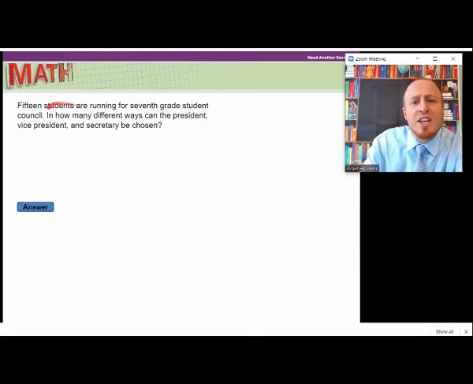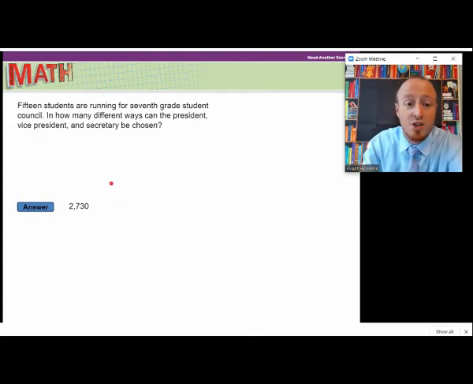If there were 15 students and there are 3 different positions that they could be in, well, for president, you could choose anyone out of the 15. For vice president, you have 14 options. And then for secretary, you have 13 options. So you multiply all those together, 15 times 14 times 13, and you get 2,730. There are 2,730 possible ways for the president, vice president, and secretary to be chosen.